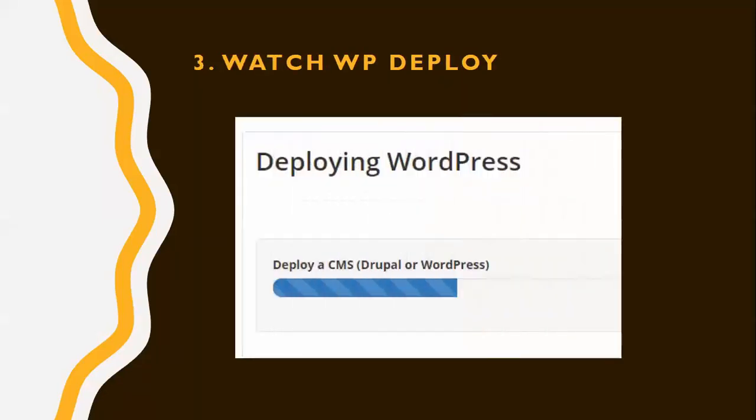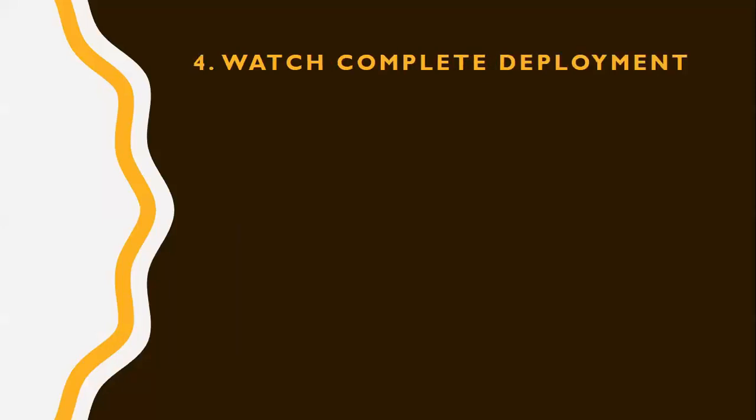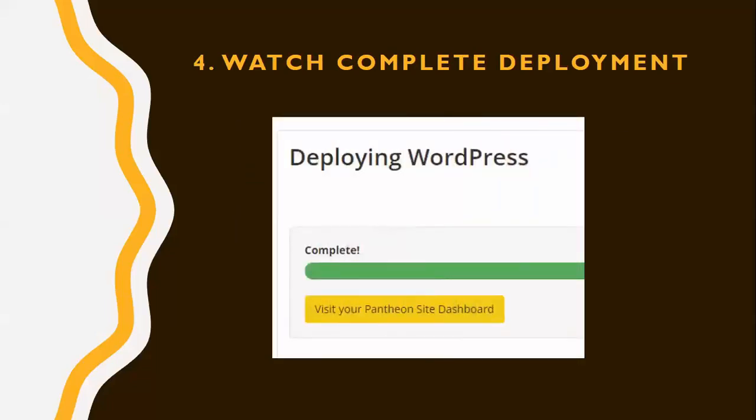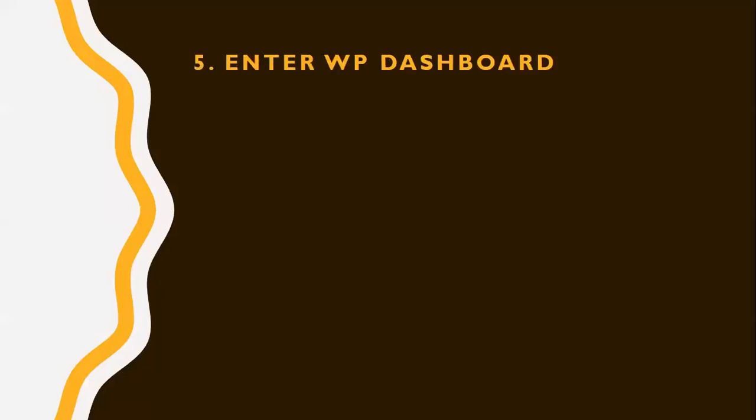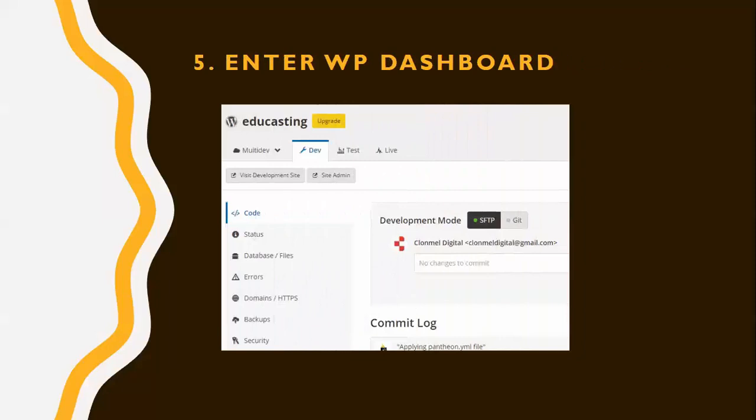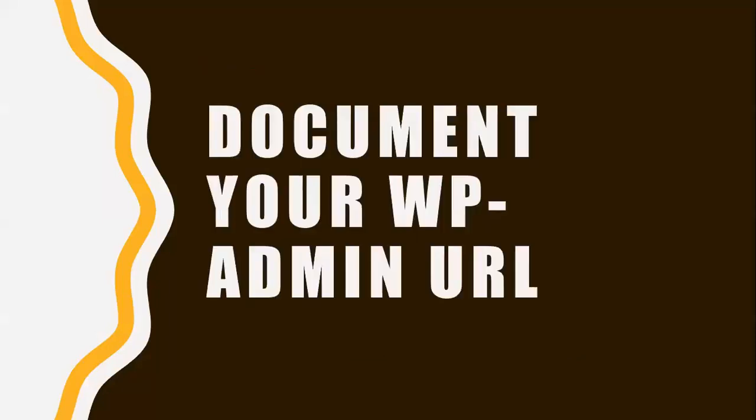When you deploy it, you watch a small bar go across. It'll tell you that you're deploying CMS for WordPress. Watch it all the way to the green bar. You get red text where you should document that. And then visit it. Visit the Pantheon site dashboard. By clicking Site Admin, you'll get in.